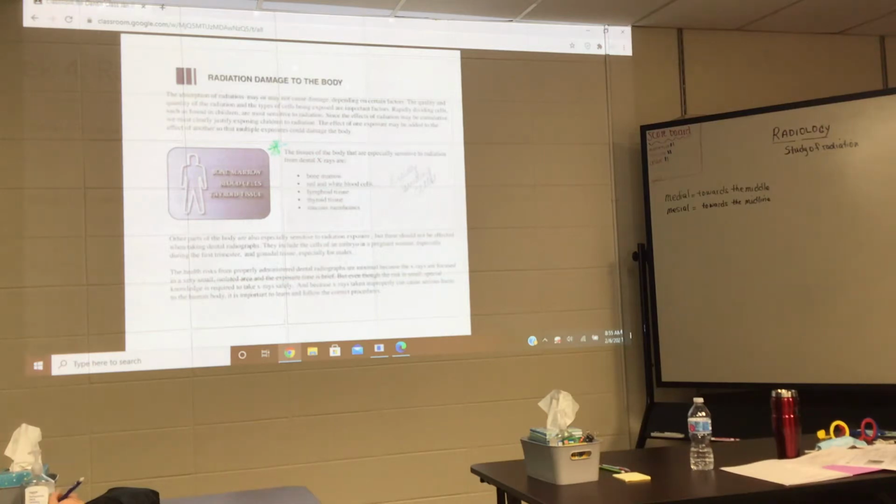The effects of one exposure may be added to the effects of another, so that multiple exposures could damage the body. Okay, the tissues of the body that are especially sensitive to radiation from dental X-rays are rapidly dividing cells: bone marrow, red and white blood cells, lymphoid tissue, thyroid tissue, and mucous membranes. Okay, questions about that?